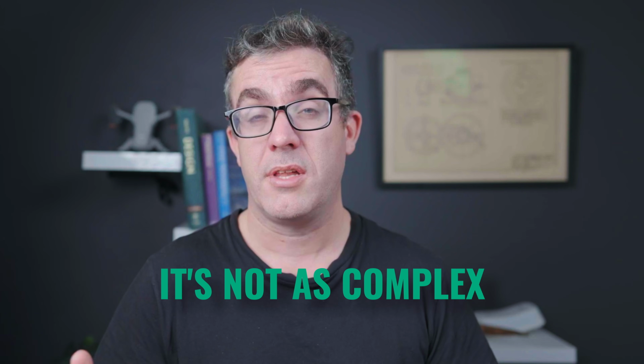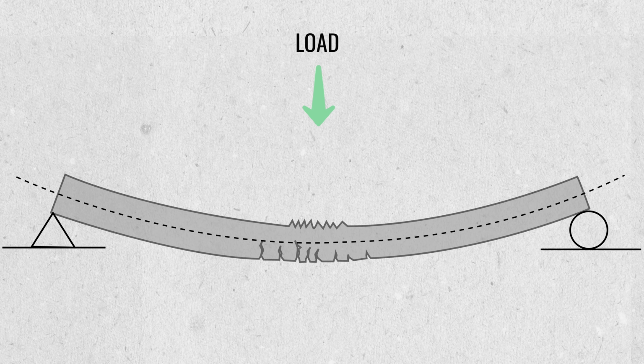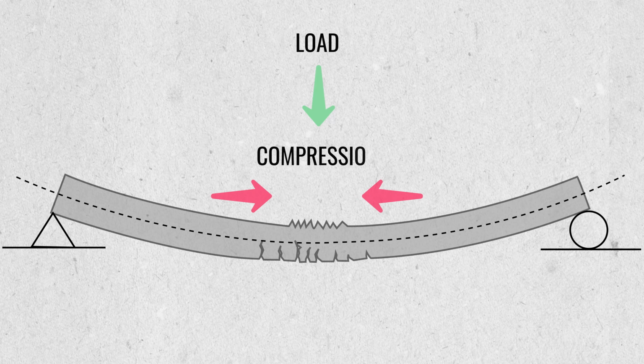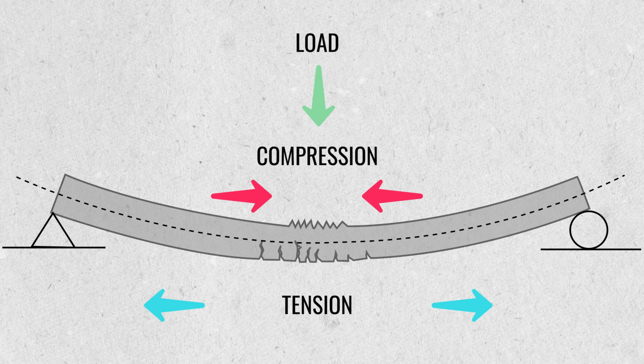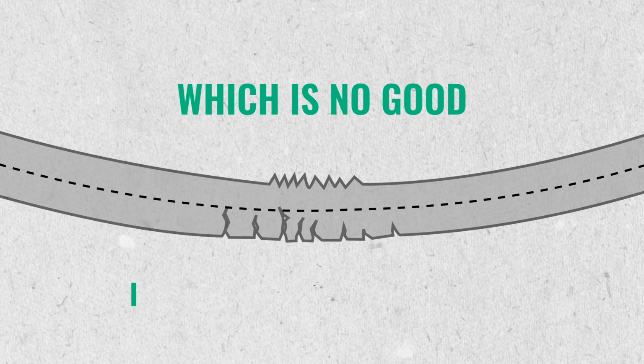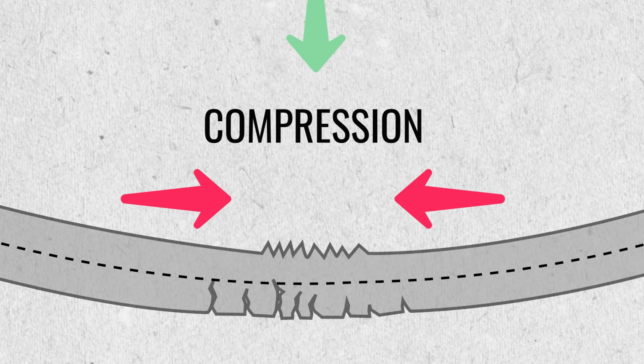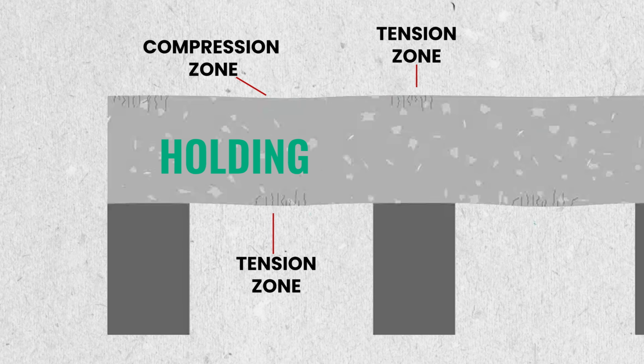Now, if you're talking about something like a steel structure, it's not as complex, as you potentially don't need to change how it behaves. But with something like a concrete structure, it's really fundamentally important to know which side is in compression and which side is in tension, as you need to reinforce the tension face to stop the concrete from cracking, which is no good in tension actions. But on the compression face, you can potentially reduce it, because if it's always in compression, it will not crack; it's holding it together.